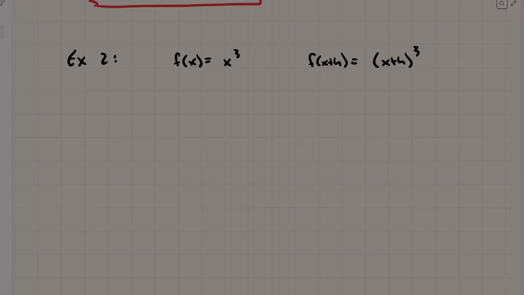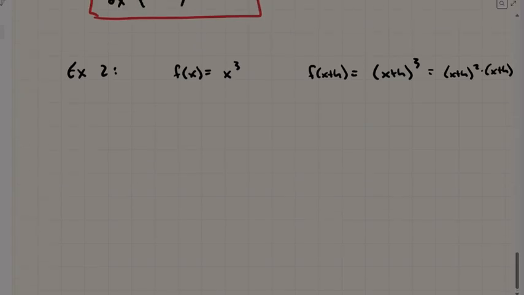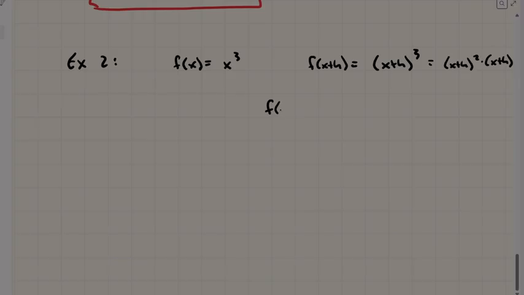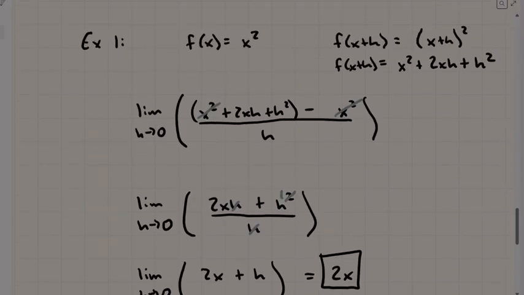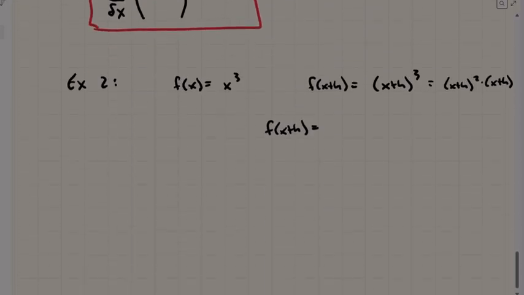Okay. We did just figure out x plus h squared, right? And so it'll just be that times x plus h. And so let's just refer back to the work we already did. x squared plus 2xh plus h squared times x plus h again.